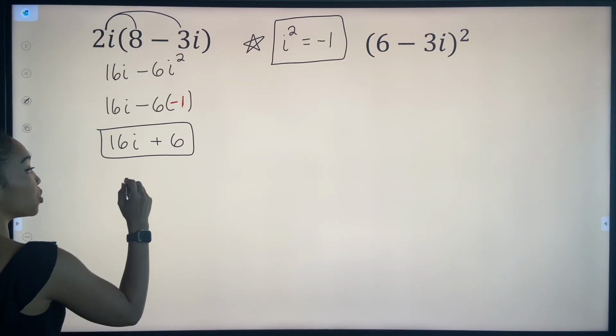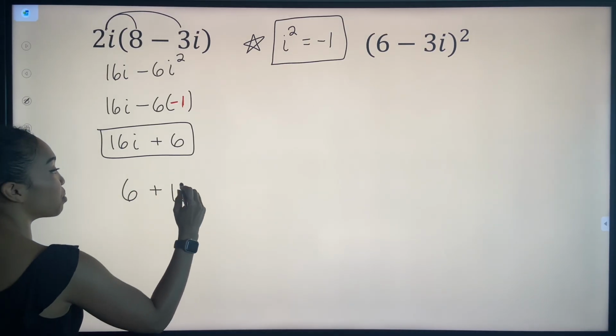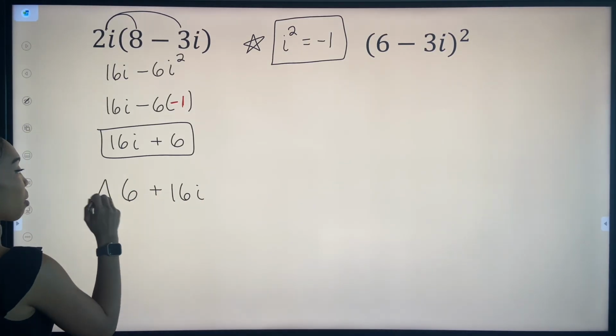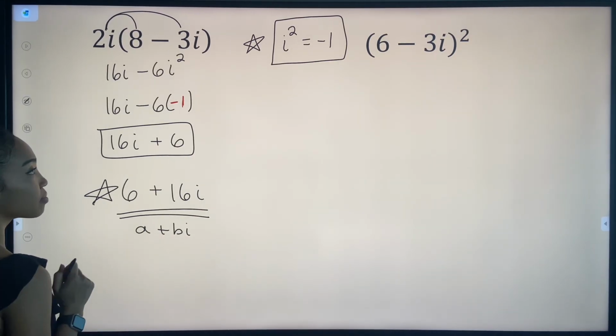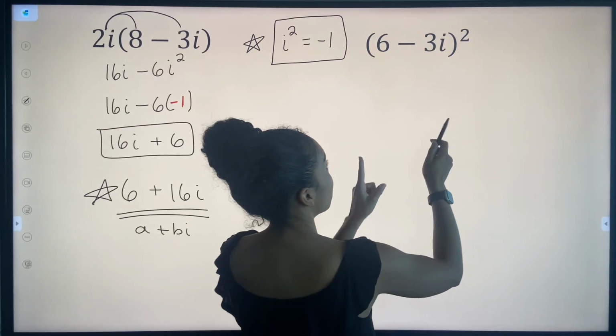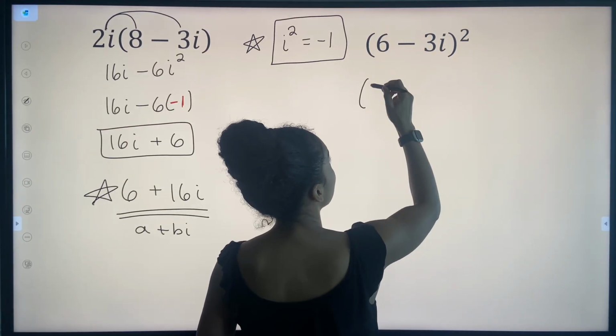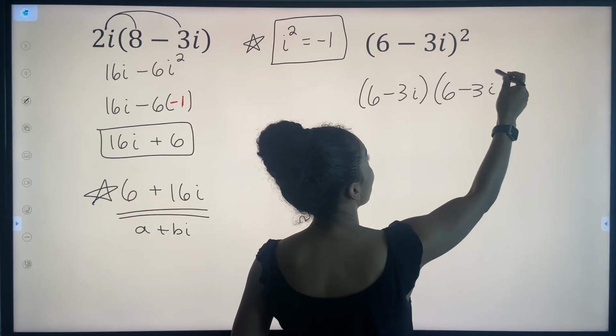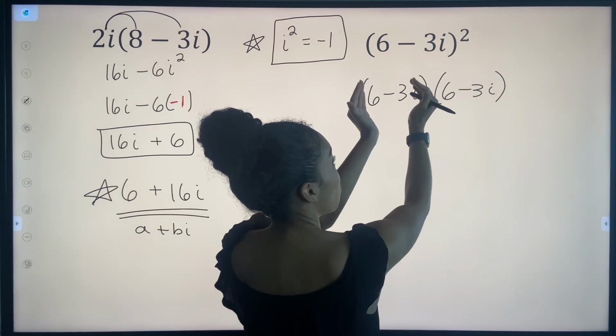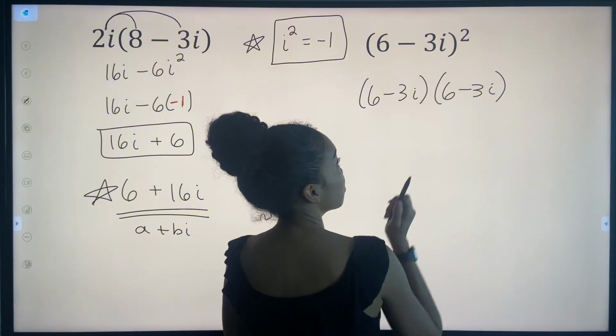I like to put the real part first and the imaginary part last. This is the proper format: a plus bi. Let's do this one. This squared means you're doing 6 minus 3i times itself. 6 minus 3i. You have to write it twice since it's being squared.